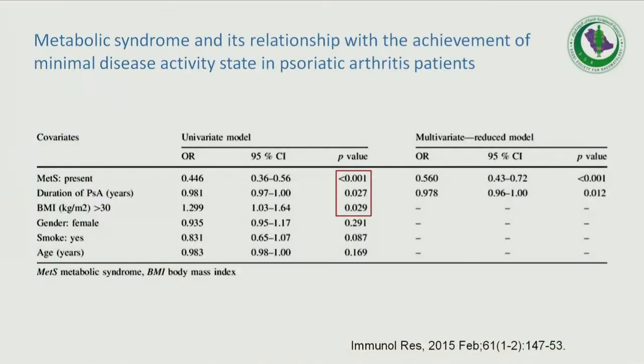Then they looked at the predictors for minimal disease activity, and they found an inverse relationship between having metabolic syndrome, the duration of the disease, and achieving minimal disease activity. So patients who had metabolic syndrome and longer disease duration are less likely to achieve minimal disease activity. And as we can see, even on multivariate analysis, this is still significant.